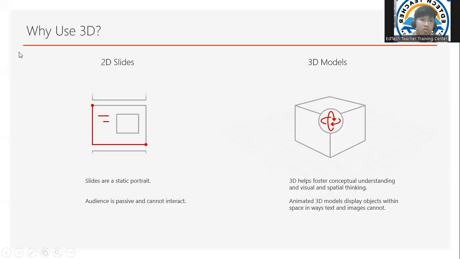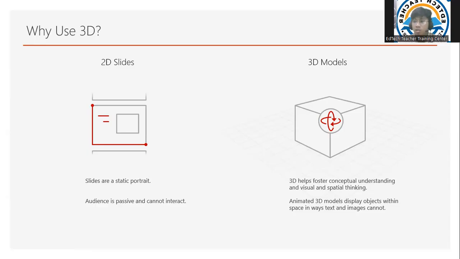Why use 3D? Because 2D slides are just static, and the audience is passive and cannot interact because it's just 2D, flat lang siya. It's just a typical 2D illustration that we are used to seeing. Okay? But in 3D models, 3D helps foster conceptual understanding and visual and spatial thinking. So from that, nakikita natin yung iba't ibang perspective ng ating illustration, and it is very interesting for our audience to see our presentation. And also, animated 3D models display objects within space in ways text and images cannot.